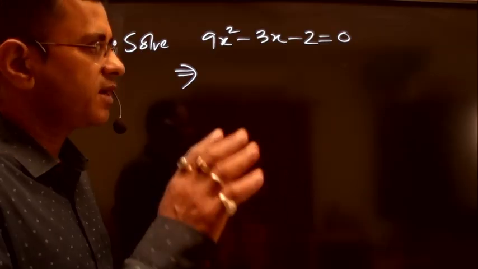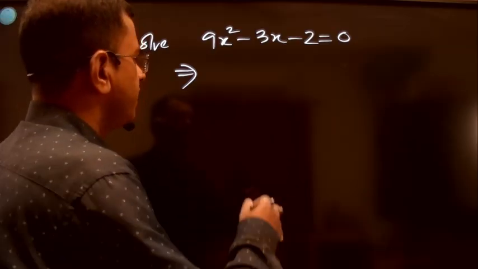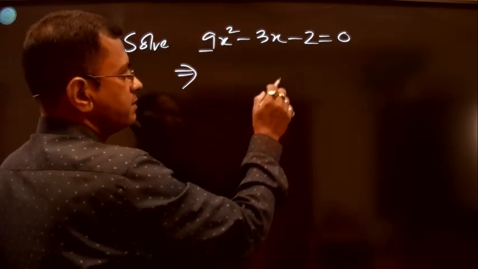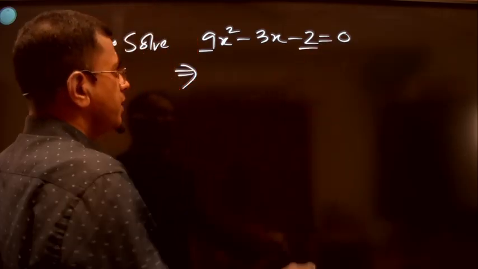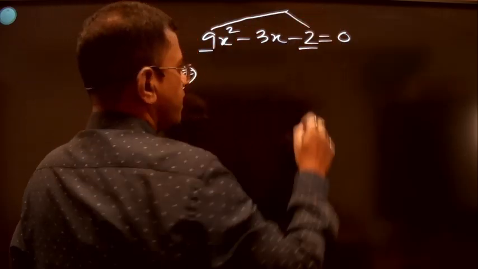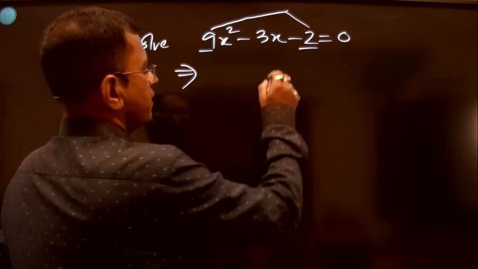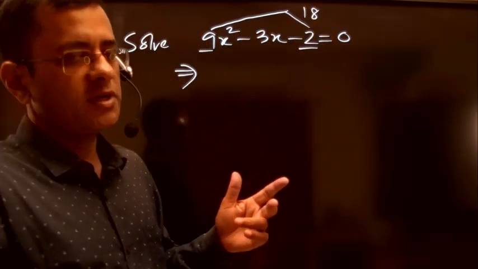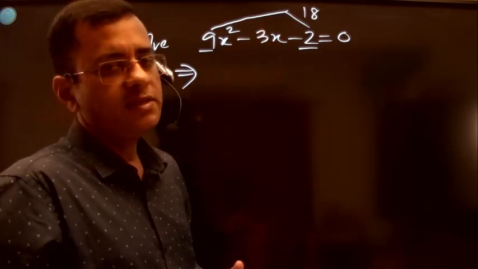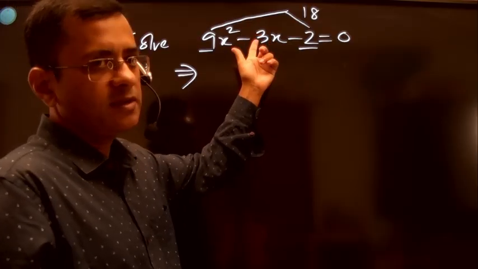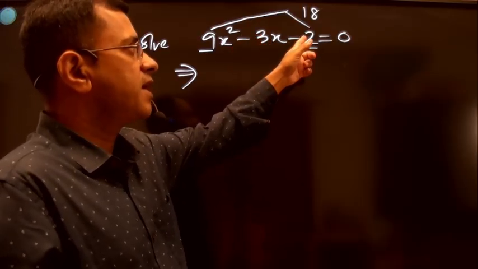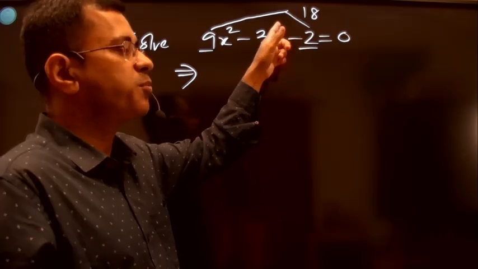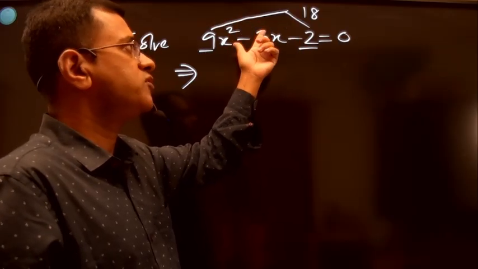The fourth identity we can use. Here the coefficient of x square is 9, and the constant is minus 2. You need to multiply these two, the constant and the coefficient of x square. So 9 2s are 18. Now you have to find two numbers whose product is 18 and whose difference is 3. Here the sign of 2 is negative, so it will be the difference. If the sign of 2 is positive, in that case the sum should be equal to 3.